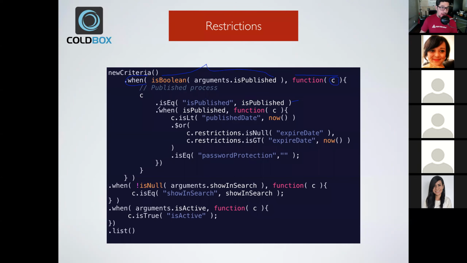And then I have another embedded when statement. And I can say, if this publish is actually true, then I'm going to add the published date to make sure that it's less than today. Or I'm going to make sure that the expired date is null or is greater than now. And then I'm going to make sure the password protection is just empty, right? And then I can continue with another fluent when right here and say if show in search is not null, then add it in. And then another when, if the arguments.active is true, then add it in. And then I can get my listing.